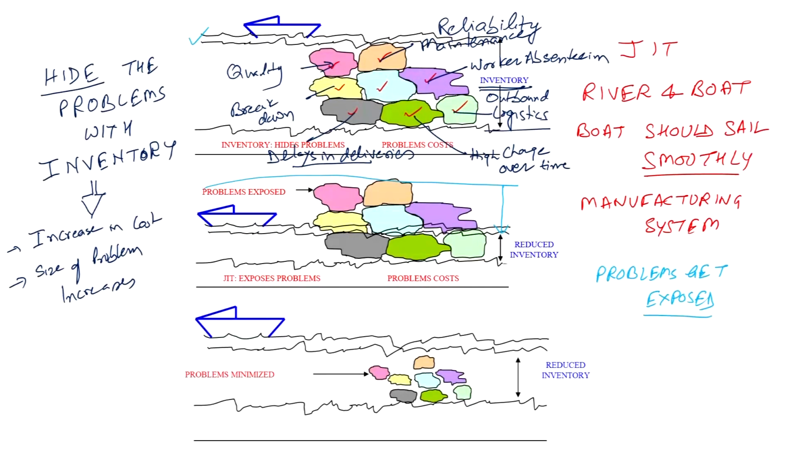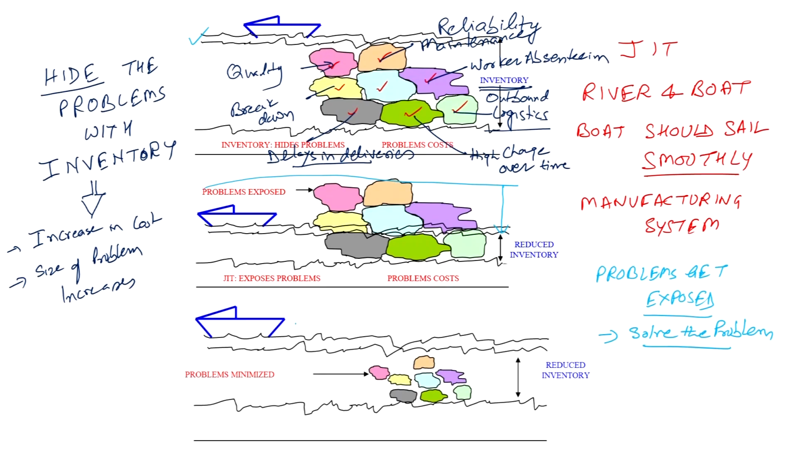So, once the problem gets exposed, our only option available is to solve the problems. Once the problems are solved, the size of the problem will reduce, and even at a lower level of inventory you are able to sail smoothly. So, this is how the JIT system works.